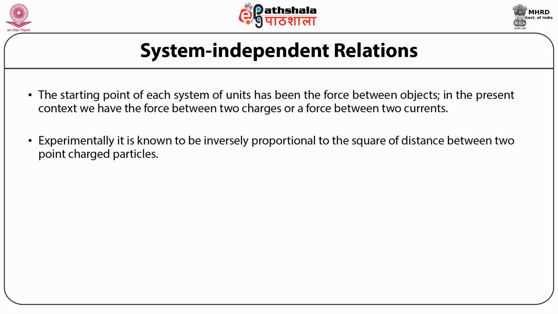Experimentally, it is known to be inversely proportional to the square of the distance between two point charged particles, and in the light of the discussion above, we write this as Fe is equal to Ke Q1 Q2 divided by r squared, where Q1 and Q2 are the electric charges of the two particles and Ke is a measure of the strength of the force, which is a property of the nature of the force.